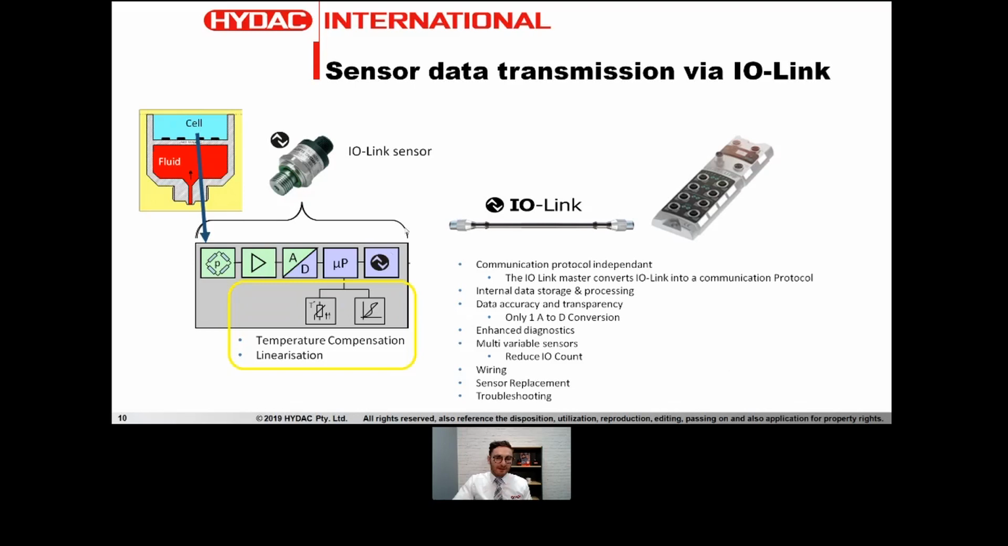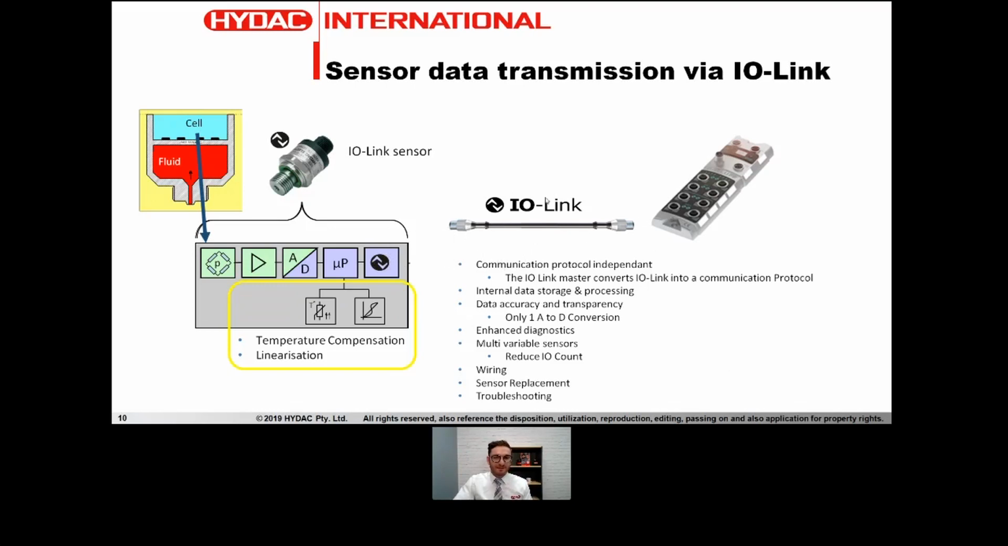And we only have one conversion. So we now have the most accurate representation of the real world pressure because we've only converted it once. We've done the corrections and now we're just transmitting it via cable. So we don't have any signal losses. We don't have any conversions back from digital to analog, then back to analog to digital and things like that.